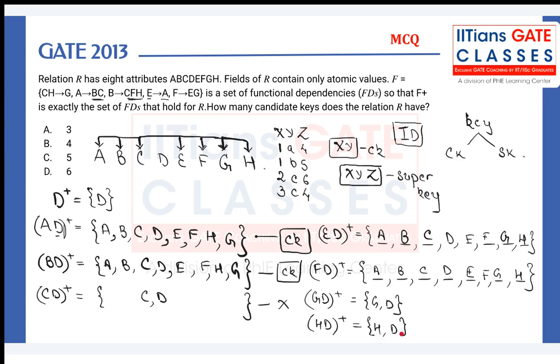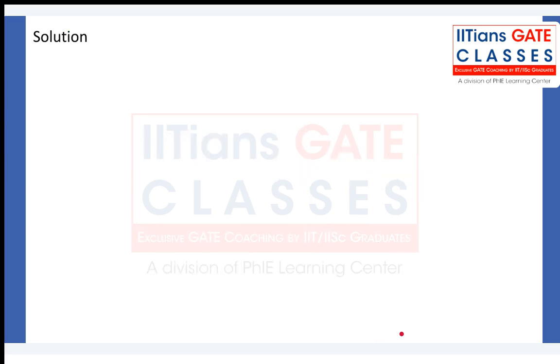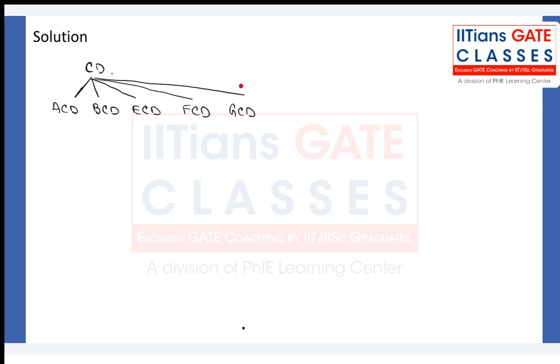Sorry, CD was not a candidate key, right? CD was, you said, not a candidate key. So what are the possibilities then? I have to increase the attributes by 1, which means I have to consider ACD, BCD, ECD, FCD, GCD, HCD. But many of them I will not consider.